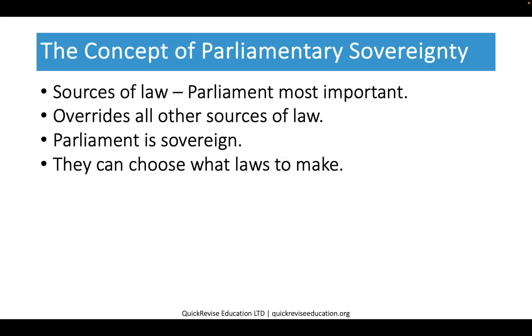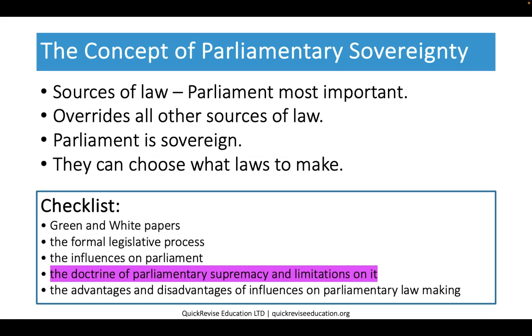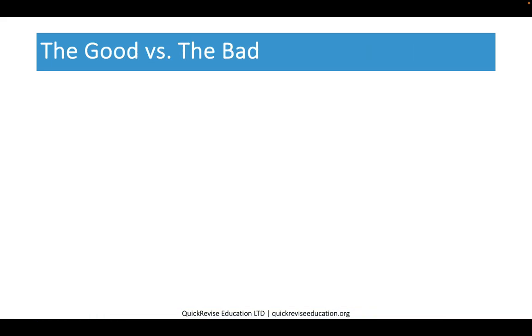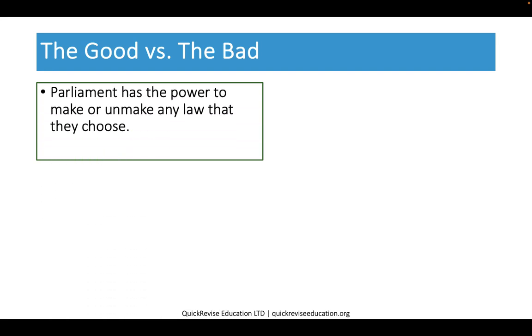Now, if we look at our checklist, this is taken from the AQA exam board, but most examples will say something along these lines. So we've got to look at the doctrine of parliamentary supremacy, but also the limitations on it. Okay, let's go forward. So there are some good and there's also some bad about it. The first thing being that obviously because Parliament is our government, they have the power to make or unmake any laws that they choose.